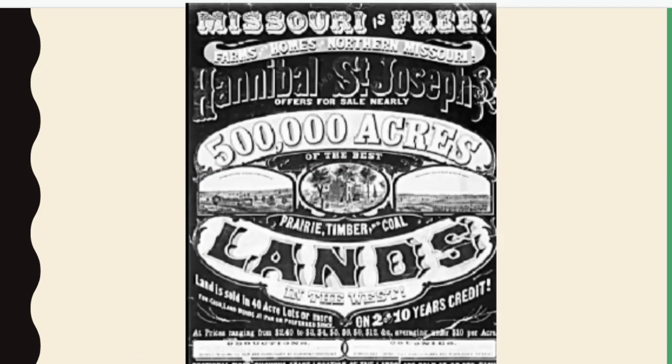Here's an example of land. This is the Missouri Free Land, 500,000 acres of the best prairie, timber, and coal lands. Land is sold in 40-acre lots for $10. Again, to show you the opportunities that were out there. And if you own nothing, the thought of owning property, which we talked about for slaves, but also for the impoverished people of the East, this is going to be a great opportunity.